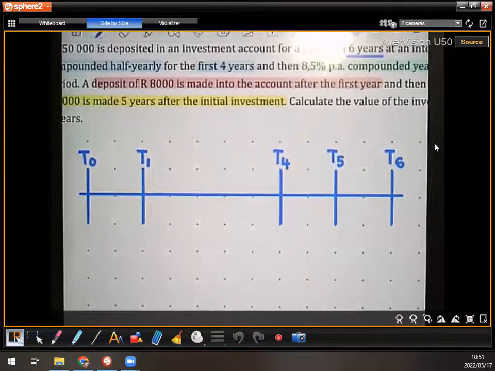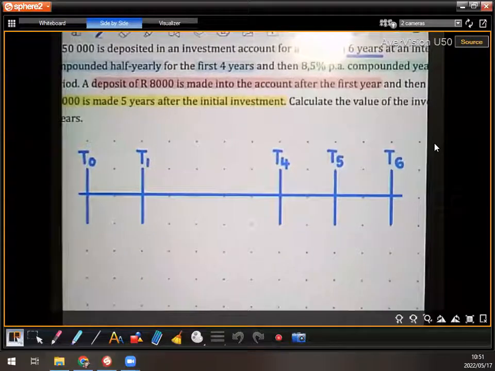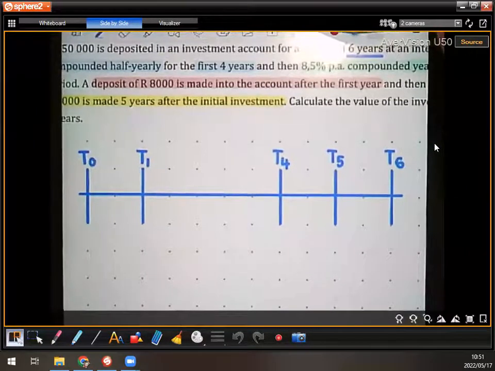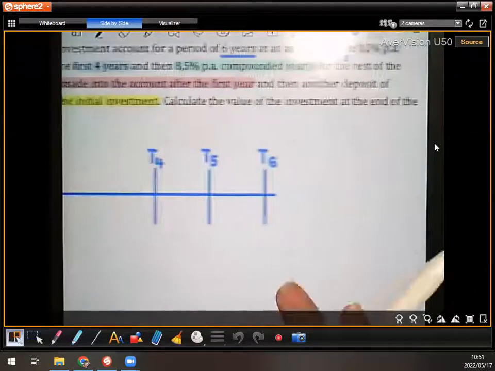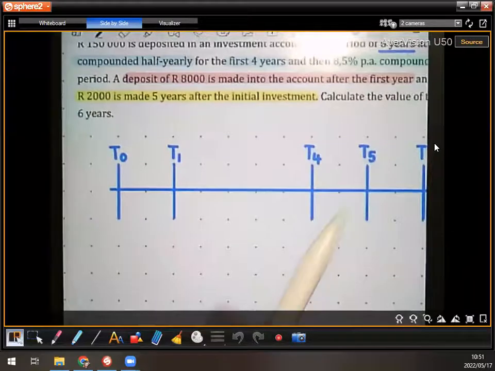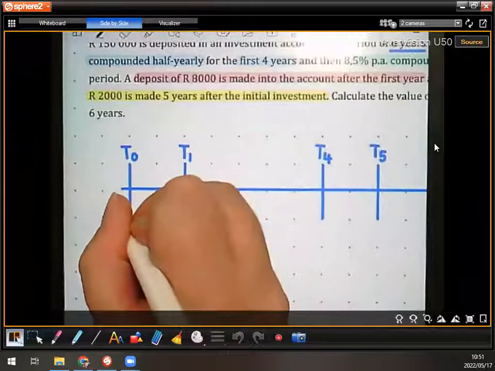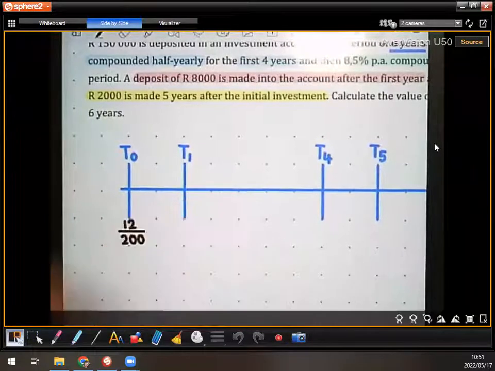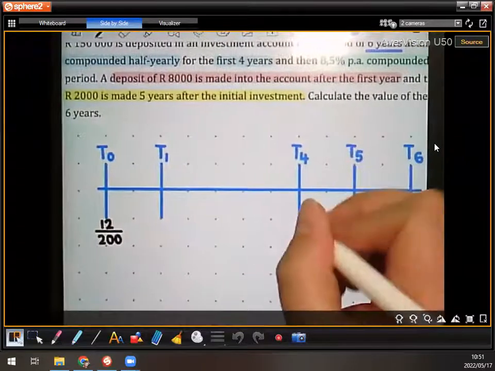Now, what I suggest is that you do your interest rates on the first line. Okay, because the interest rate you're going to have to use for all of your investments. Interest rate is kind of constant throughout the whole thing. So for your interest rate, the first interest rate was, let's see, 12% per annum, half yearly. Okay, so we're going to work with 12 over 200. Okay, that was what the interest rate was when we invested that money. For the first 4 years, then the interest rate changed to 8.5.